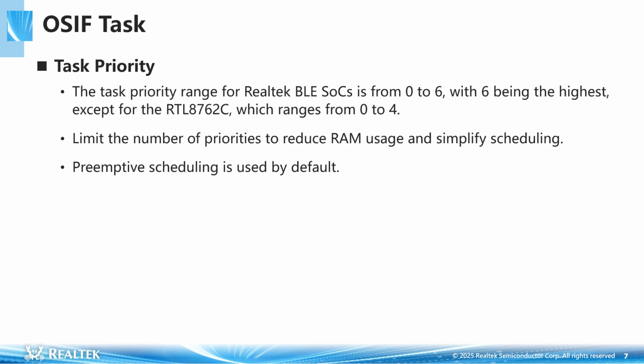The task priority range for Realtek BLE SoC is from 0 to 6, with 6 being the highest, except for the RTL8762C, which ranges from 0 to 4. Limiting the number of priorities brings 2 major benefits: reducing RAM usage and simplifying scheduling. Additionally, preemptive scheduling is used by default.